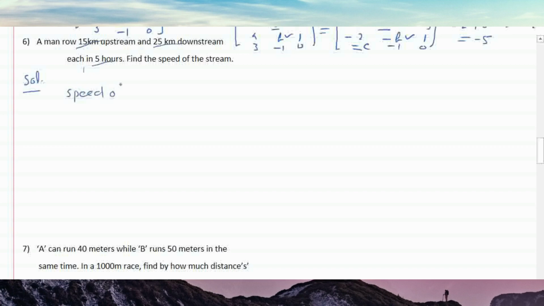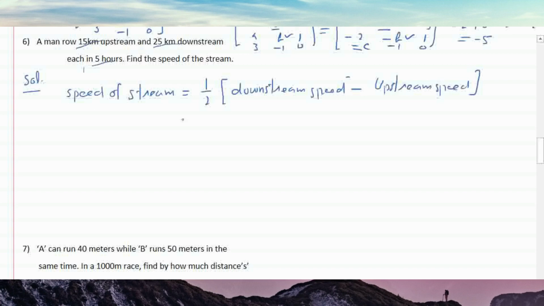Speed of stream is nothing, that is half of downstream speed minus upstream speed. Okay children, like this formula you can apply directly. So this is half. Now you see here, what is downstream speed? That is 15, right?